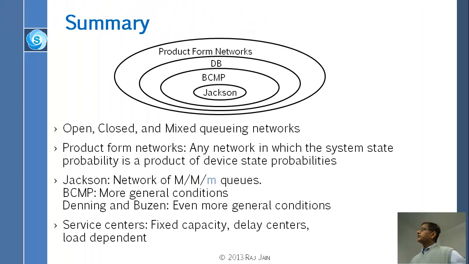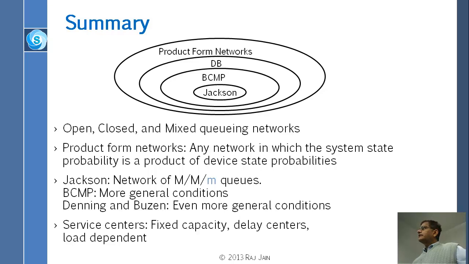So we learned about the product form networks, and that's a big class, and the boundary has not yet been found. But Jackson started with a small class. BCMP increased it, and Dunning and Buzen increased it further, and people are still extending more and more. That's a big research topic for queuing theorists, to show that something new is also product form.